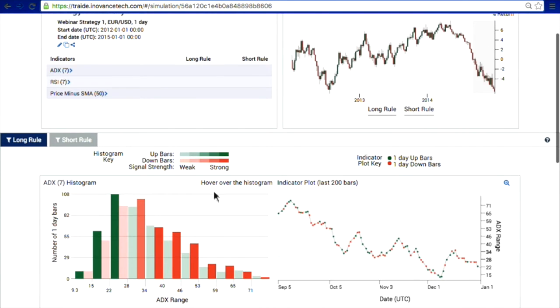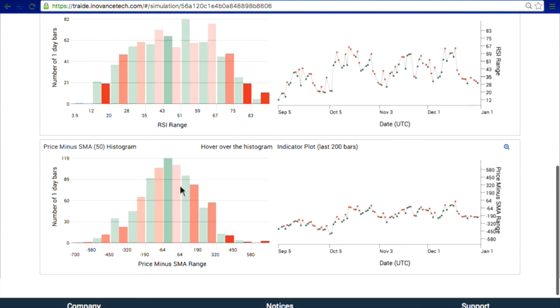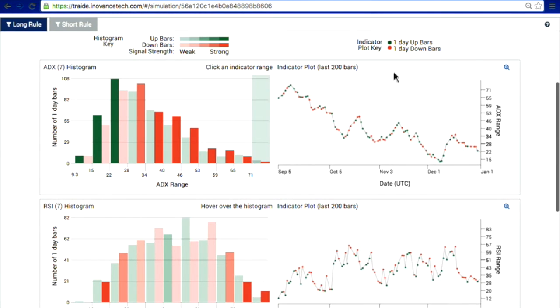So on the dashboard, we can see the 3 indicators we selected: ADX, the RSI, and price minus SMA. Then on the right here, we can see the indicator plotted over the last 200 points. So we can see the ADX range on the y-axis here, the data on the x-axis. And then for each indicator point, we can see whether the bar closed up or down.